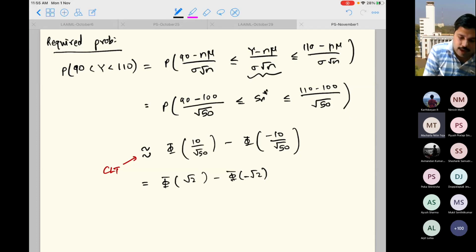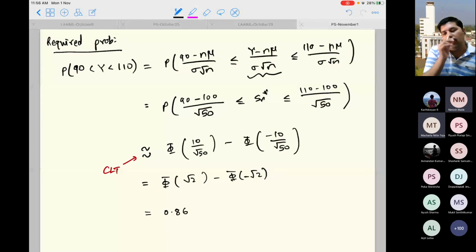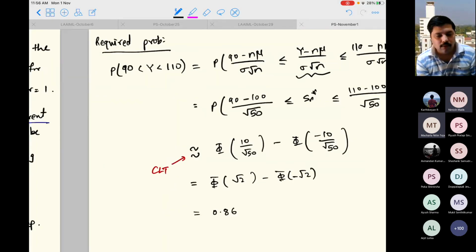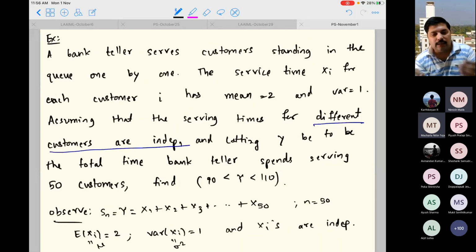So this is the calculation you will do. And what is this probability, whatever it comes out to be? 0.86, or 0.886? No, we will not take 10.5 here. Why will we not take 10.5? Because it does not include 90 and 110. The time required to serve, is it a discrete random variable or continuous random variable? It will be continuous. So if it is a continuous random variable, then we do not need continuity correction.